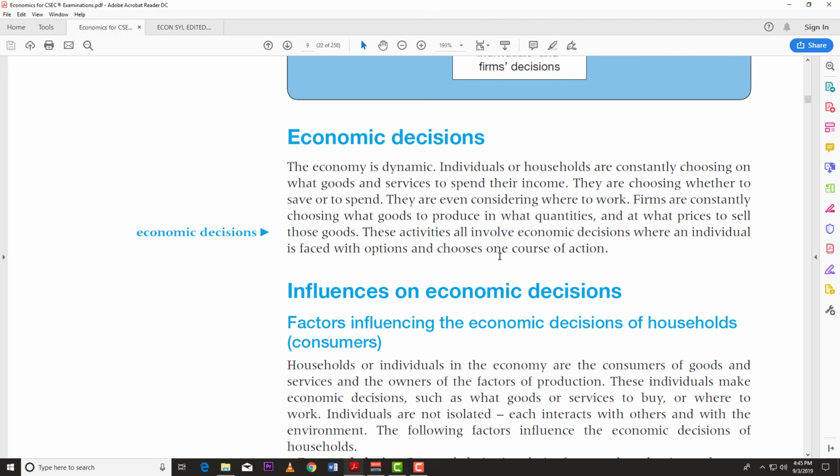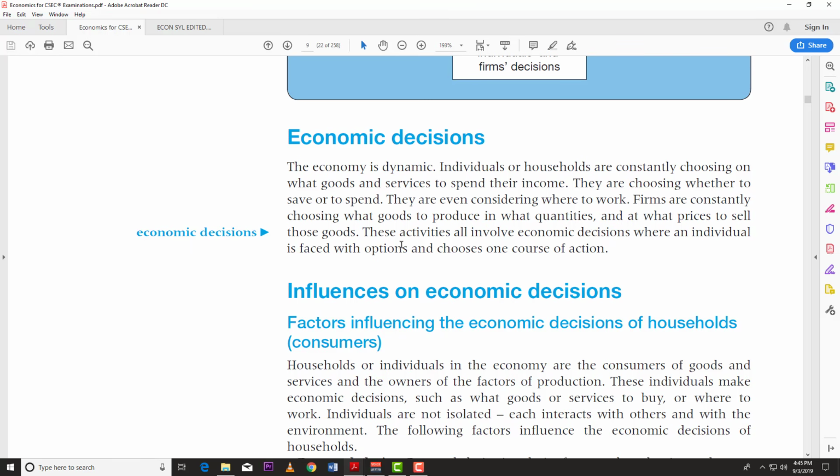So what are economic decisions? The economy is dynamic. Individuals or households are constantly choosing on what goods and services to spend their income. They are choosing whether to save or spend. They are even considering where to work. Firms are constantly choosing what goods to produce, in what quantities, and at what prices to sell those goods. These activities all involve economic decisions where an individual is faced with options and chooses one course of action.